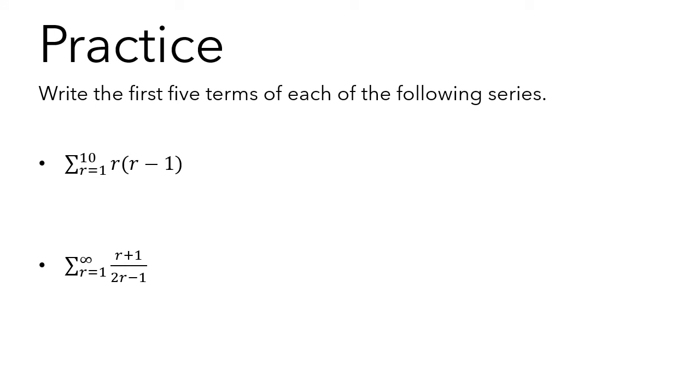Okay, on this one we're going to write the first 5 terms of each of the following series. So the series starts on the bottom, which in this case is 1, and ends at the top, which is 10, but we're only writing the first 5 terms. So our first term is going to be 1 times 1 minus 1, which is 0, plus the next term, 2 times 2 minus 1, which is 2 times 1, which is 2, and then the next one's going to be 3 times 3 minus 1.